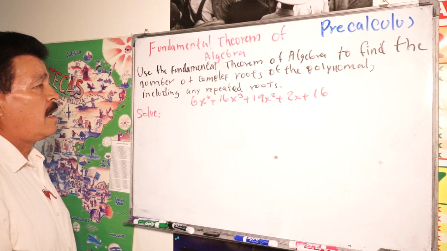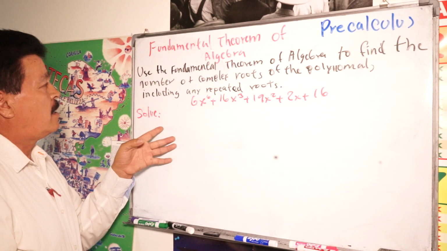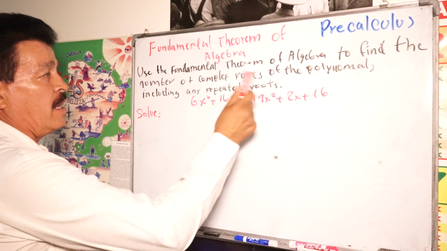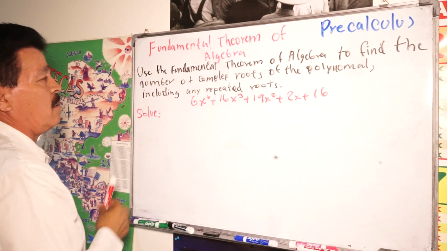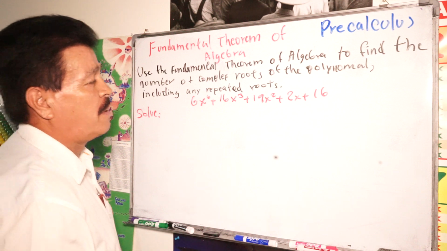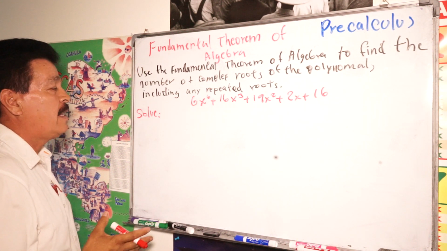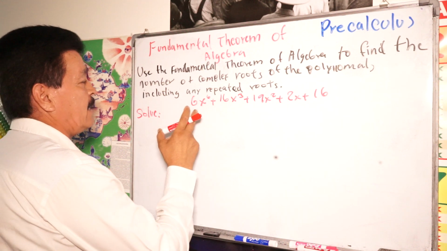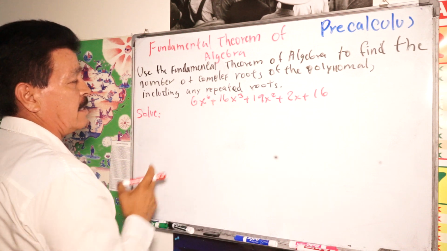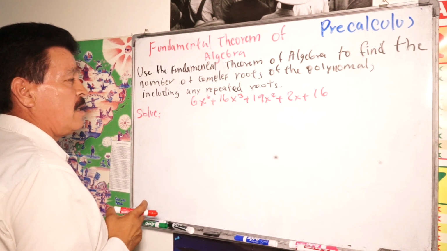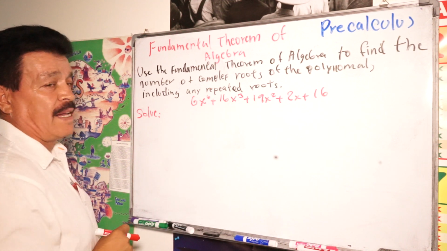I'm going to show you this topic working with this problem. Use the Fundamental Theorem of Algebra to find the number of complex roots of the polynomials, including any repeat roots. Okay, our problem is 6x to the 6th power plus 16x to the 3rd power plus 19x to the 2nd power plus 2x plus 60.